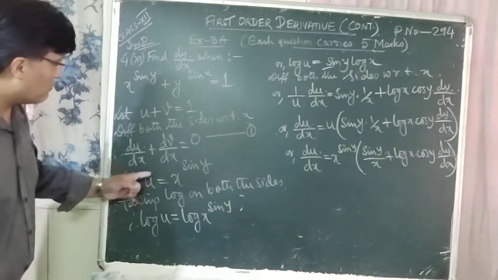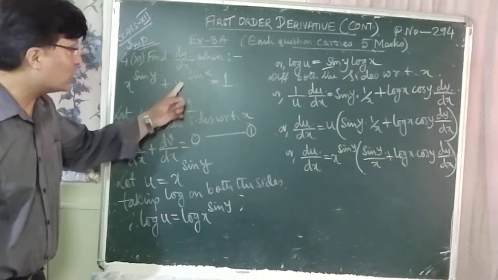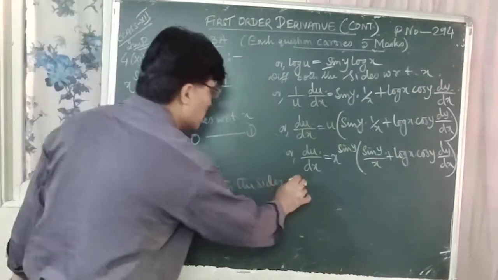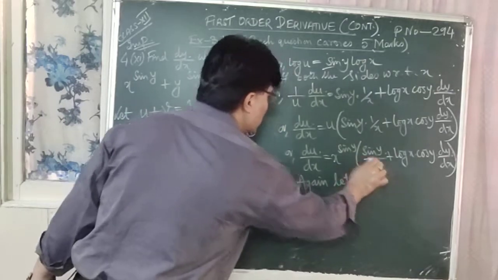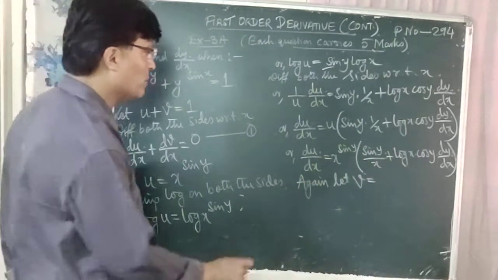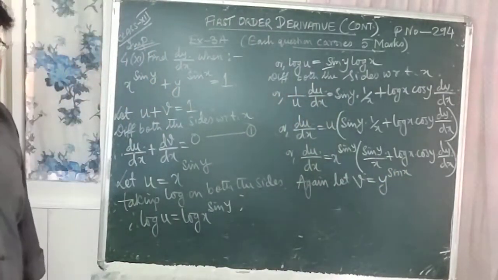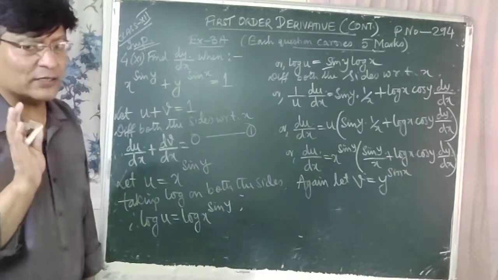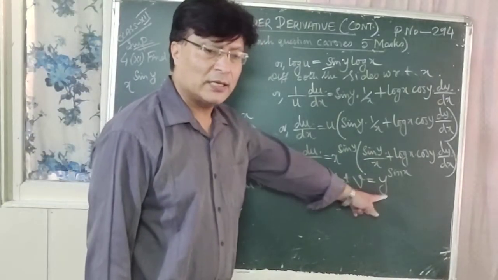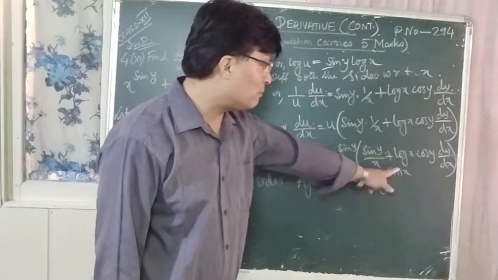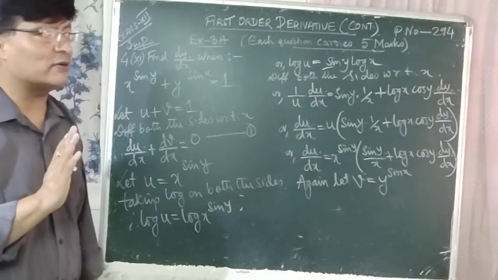Now similarly you can find out the value for dv by dx. We had assumed v is equal to y to the power sine x, okay? So again, let v is equal to y to the power sine x. Here also you cannot differentiate both the sides with respect to x directly, because on the right hand side this y is the base, which is a variable, and the power sine x is also a variable. If base and power are both variables, you cannot differentiate it directly.